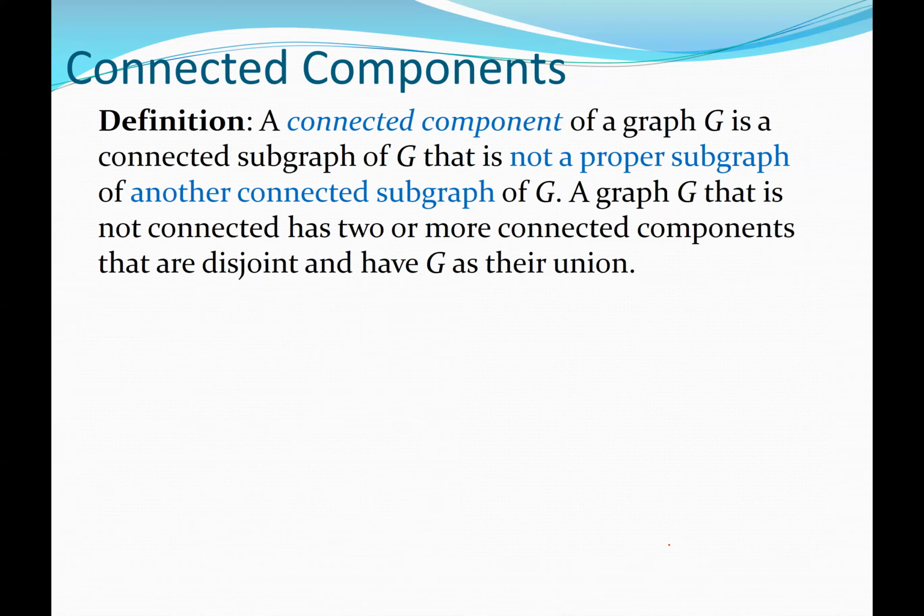And a graph G that is not connected has two or more connected components that are disjoint and have G as their union. So you can have a bigger graph with more than one connected component. Consider that the union of all those graphs. So here's the example.